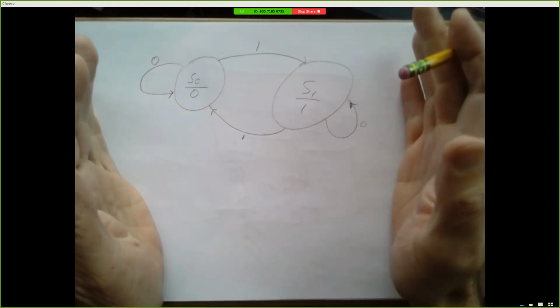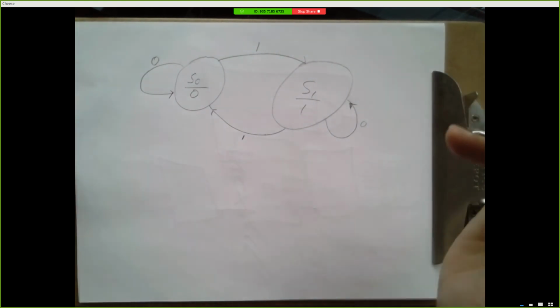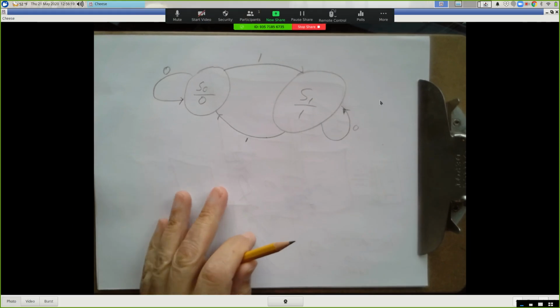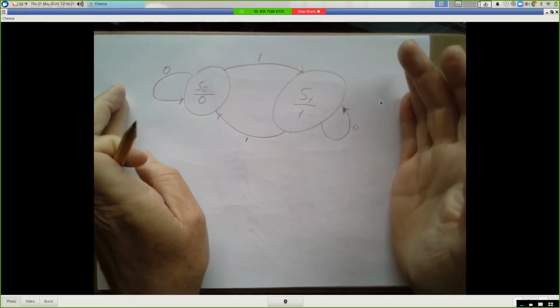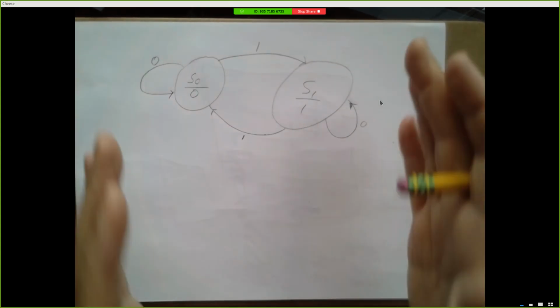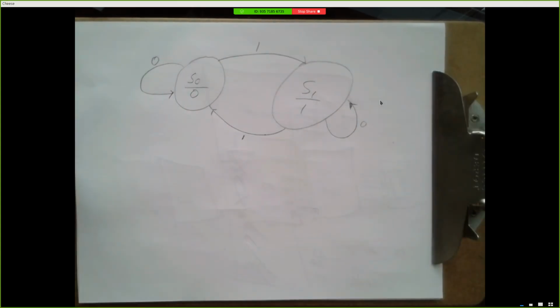Okay, where does this diagram come from? Somebody gives this to you, or somebody describes a problem and you come up with this. So this is a starting point, and everything we're going to do is about how we go from this kind of description to an actual circuit. But coming up with this description is a problem in itself.